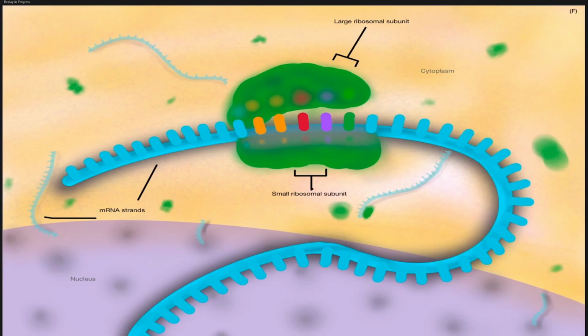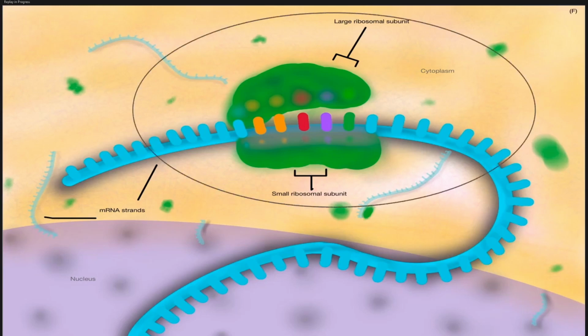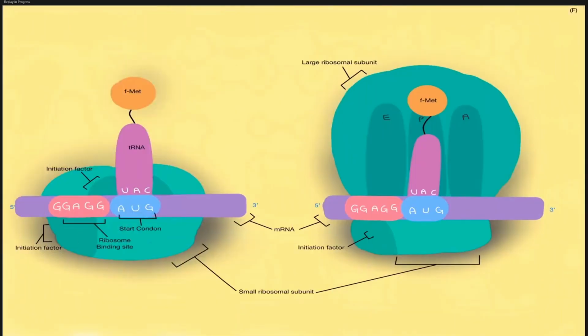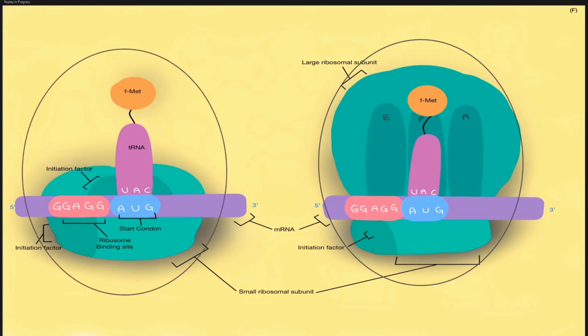Translation is the stage in protein synthesis where the mRNA joins with ribosome subunits and the first transfer RNA, tRNA, with its corresponding amino acid, matching the nucleotide sequence on the mRNA transcribed from the DNA. This is the process of initiation.